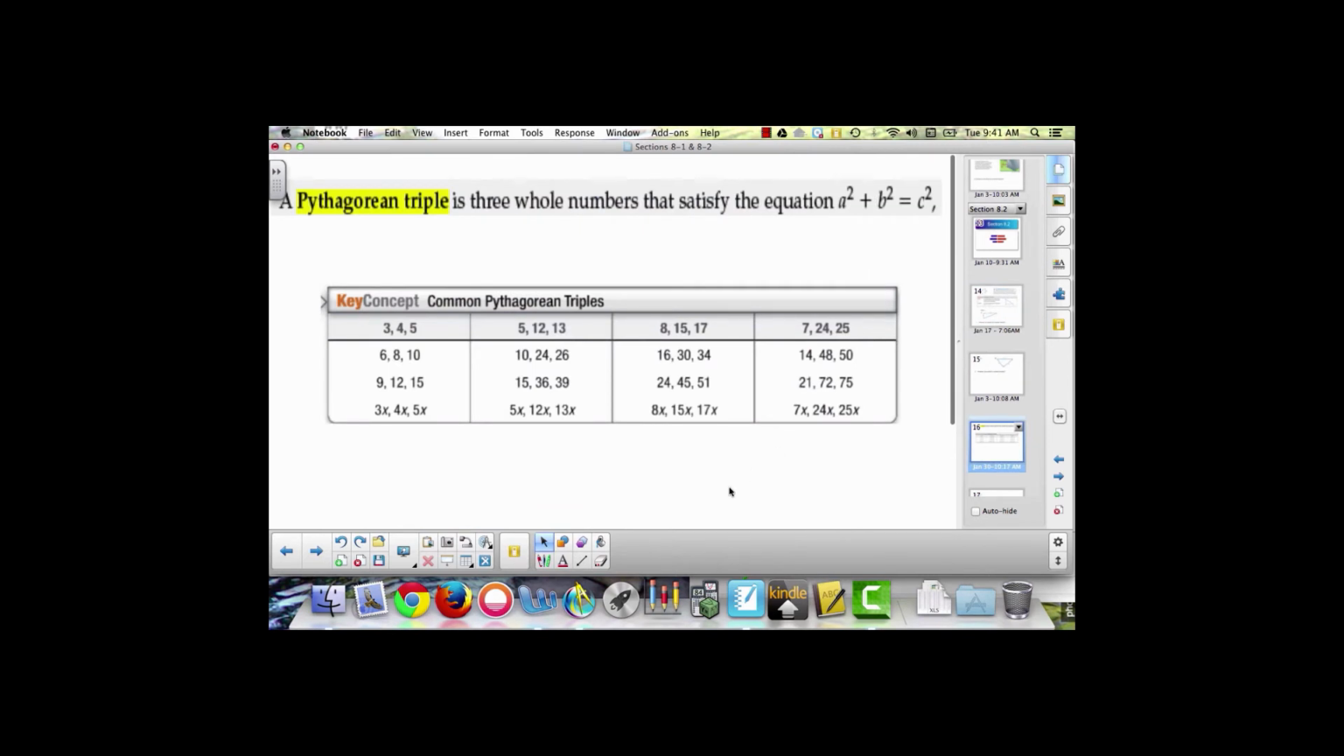A Pythagorean triple is a special type of set of numbers that work in the Pythagorean theorem. If you have a Pythagorean triple, they must be whole numbers, and the two smaller numbers would go in for a and b. The largest number would go in for c in this equation. Remember, Pythagorean triples have to meet both conditions: work in the equation a squared plus b squared equals c squared, and be whole numbers. These are some common Pythagorean triples that you will see throughout this chapter.